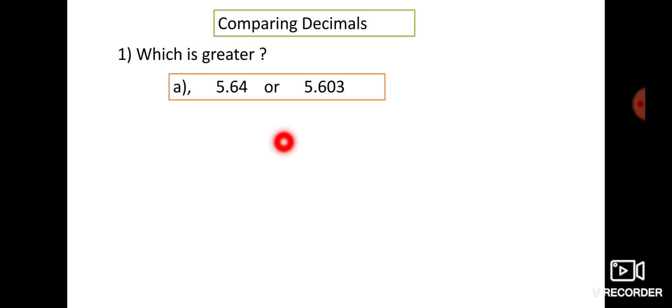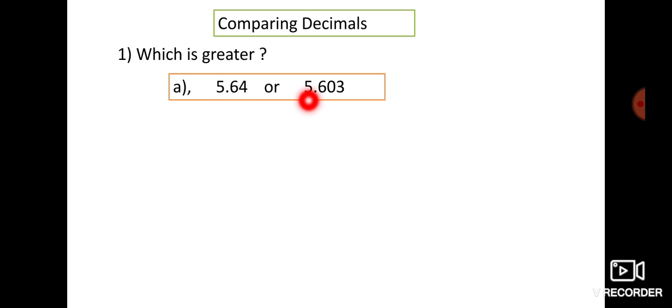Okay. Next we have to discuss comparing decimals. Comparing decimals means finding which decimal number is greater and which is smaller. One question: which is greater, 5.64 or 5.603? Out of these two decimal numbers, which is greater? That is comparing decimals. For this, first we consider the whole part. In this decimal number, 5 is the whole part and 64 is the decimal part. Here also 5 is the whole part, 603 is the decimal part.